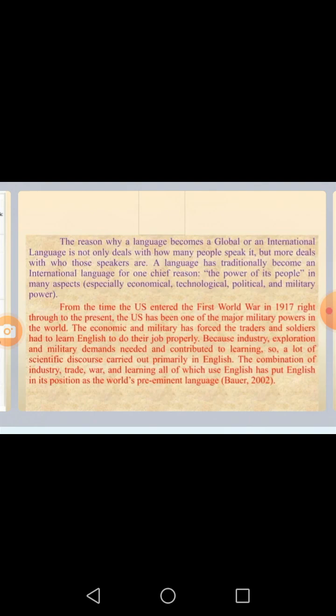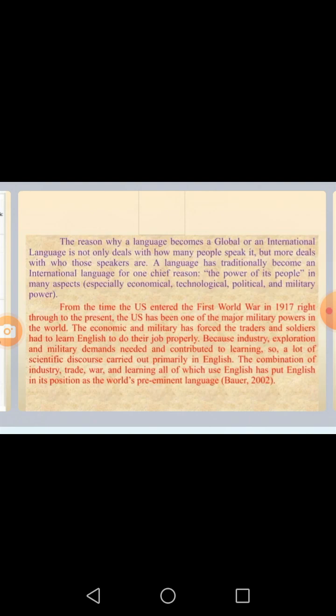If we look at before the 14th century, or the era of Chaucer, English was not considered the best language or the needed language. But after the world wars, the industrial revolution, the economic revolution, and the technological and political background, the US is now a superpower country, and English is its native language. Because of their economy, technological development, political stability, and military power, English became the world's global language.